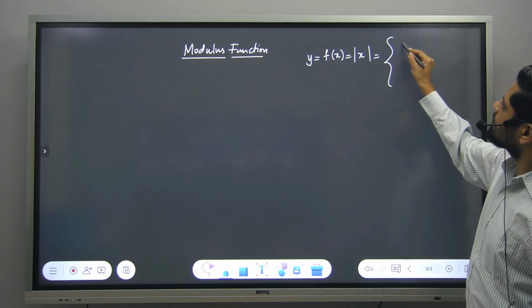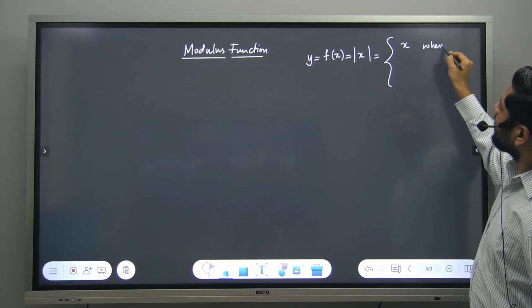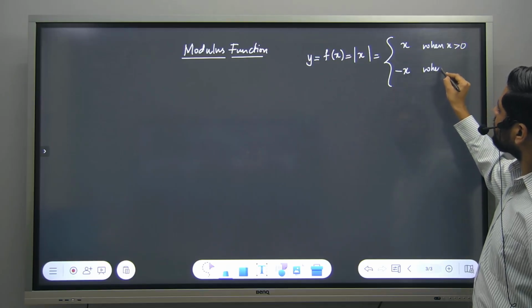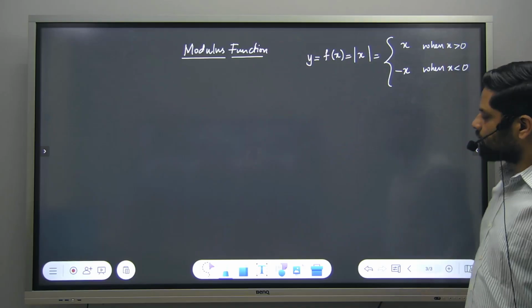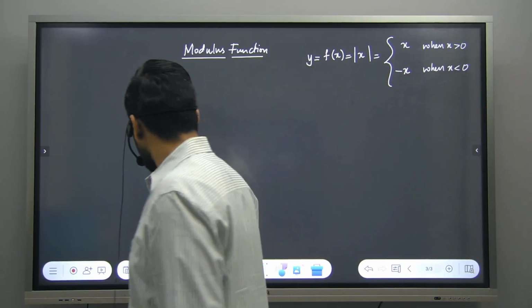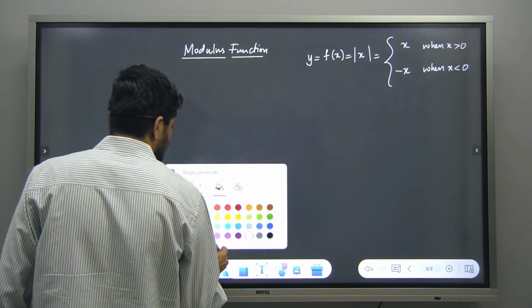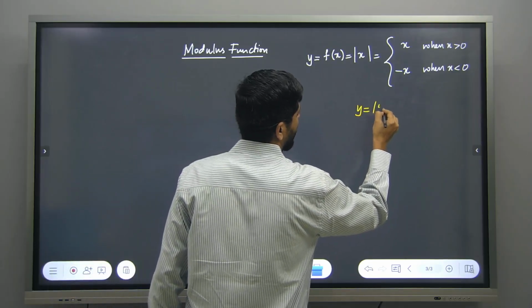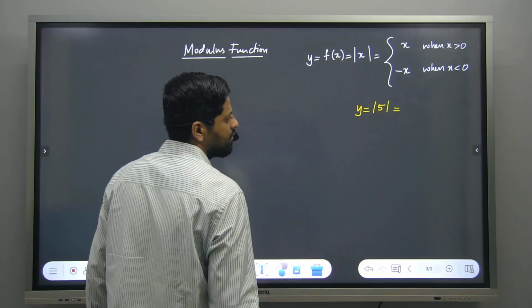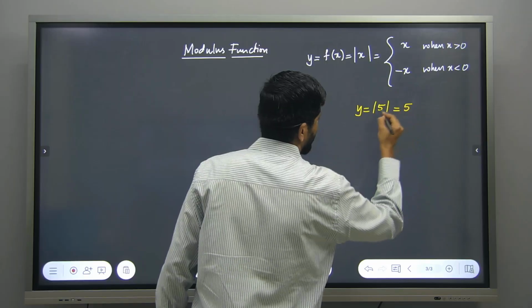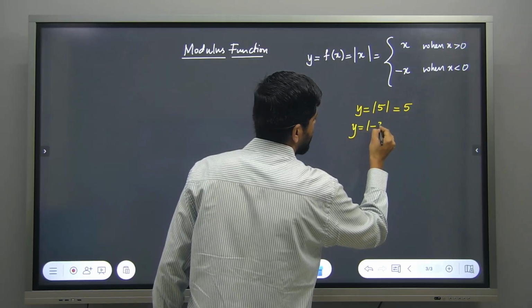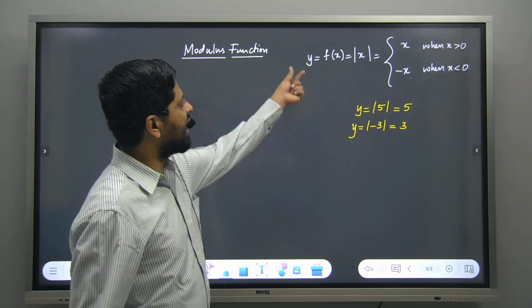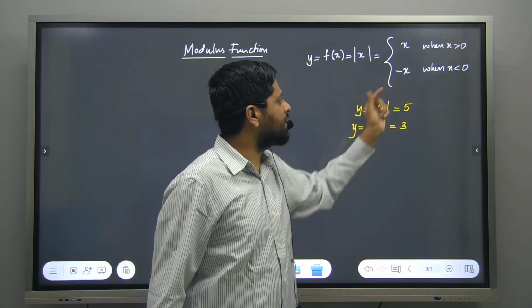It is equal to x when x is greater than 0, and it is equal to minus x when x is less than 0. I have a question for you now. When I say y is equal to mod of 5, what is the answer? 5, positive 5. Good. What is mod of minus 3? 3, plus 3. But I am writing y is equal to minus x.